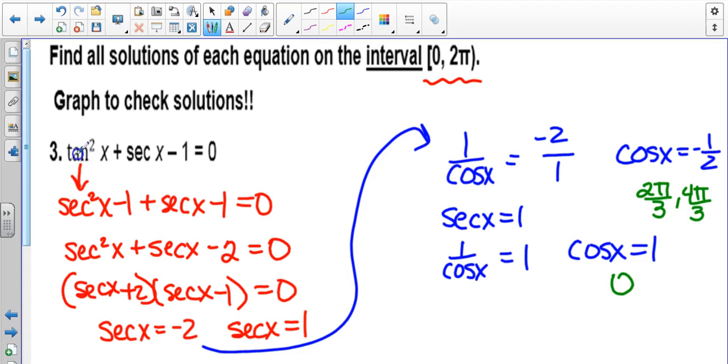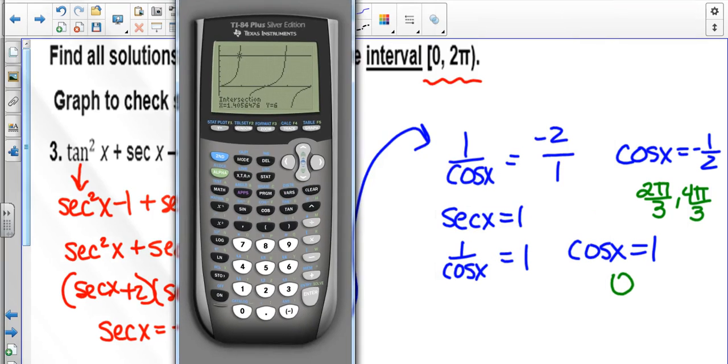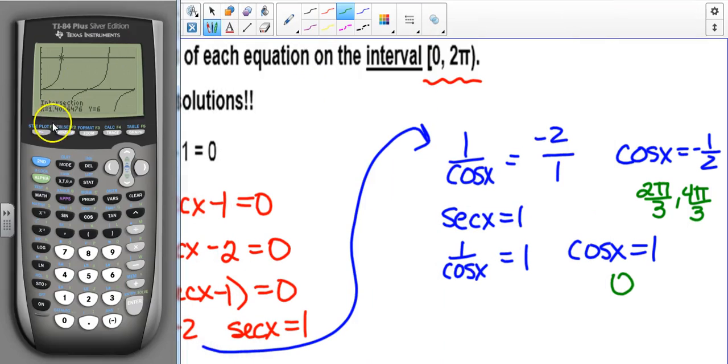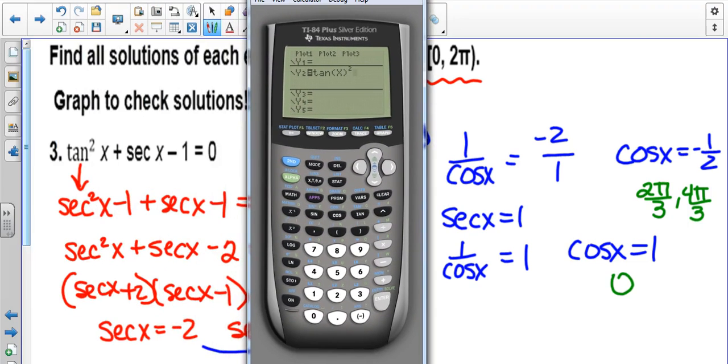The original function had some tangent stuff in it. Tangent does have asymptotes, so you might want to worry about it. Actually, secant does as well. I think these all work. The original one was tangent squared. I'm going to put it just like that without an extra parentheses because I want to see if it works. I think that's how the book does it, or the manufacturers have allowed you to do that now.